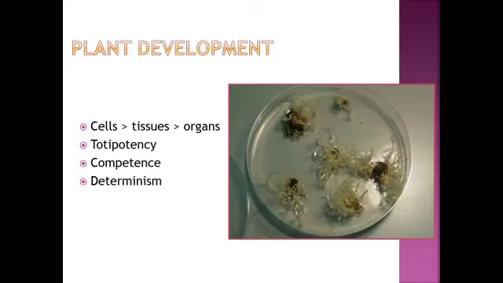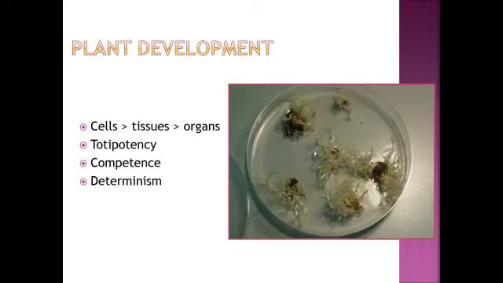So remember just a few things from our previous lectures. First, that cells make up tissues, which make up organs, such as roots, which is what we're trying to get to grow on our stem cuttings. And then remember these terms: totipotency, competence, and determinism. Do you remember what all those words mean? Well, if you don't, you should go back and review them. Especially totipotency, which is why I have this picture here, just as a reminder for that one.